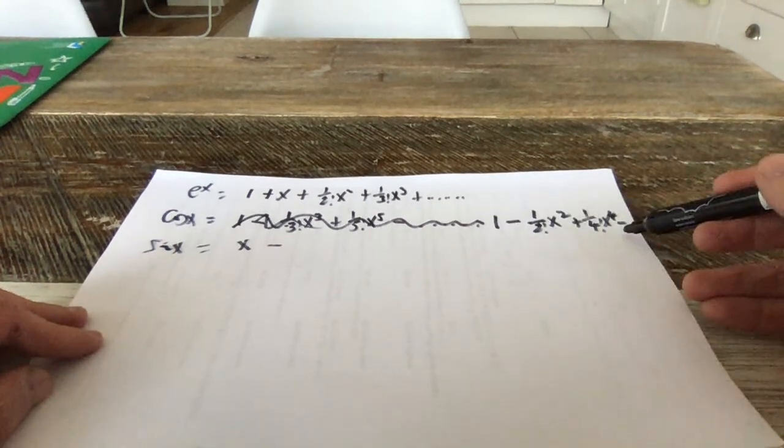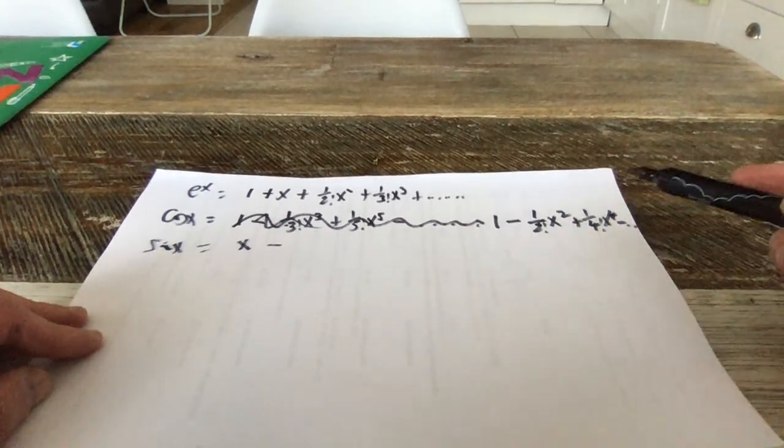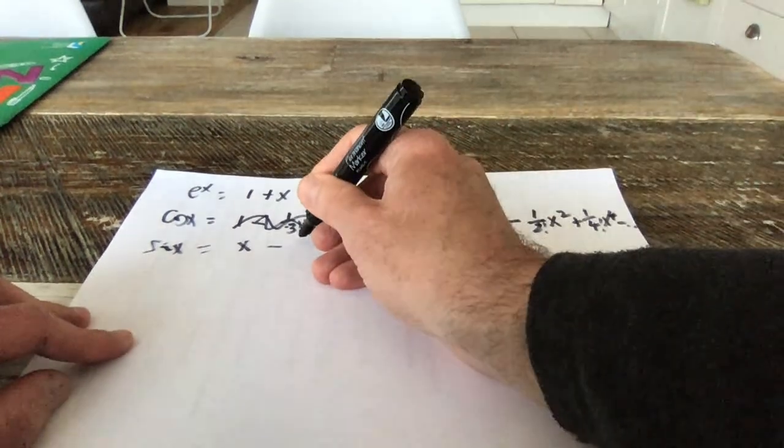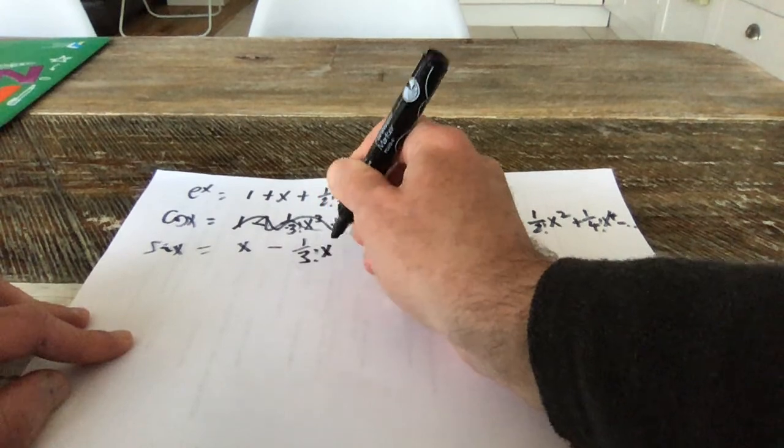It's 1 minus 1 over 2 factorial x squared plus 1 over 4 factorial x to the power 4 minus dot, dot, dot. Okay, so you should remember that. So cos is even functions of x, with alternating pluses and minuses. Sine of x is odd functions of x, using alternating pluses and minuses.